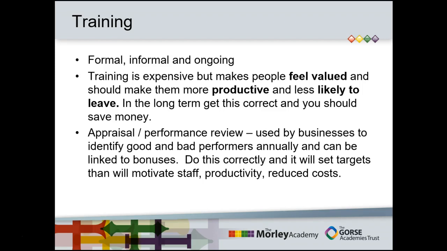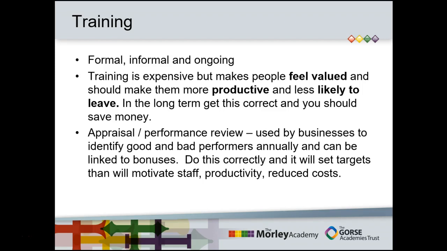Informal would be you're just in the workplace and you ask a colleague next to you, how do I use the photocopier? That's informal training. How do I change the till roll in the till? That would be informal training. And so this goes on every single day in every single workplace. And then ongoing training is training which, as it says, is just constant for the worker.